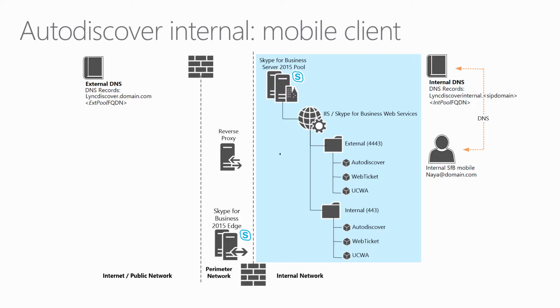She contacts the internal DNS, learns about Lyncdiscover, goes to the Autodiscover. The Autodiscover then tells her that she needs to connect to the external UCWA, and then she will connect over the reverse proxy to the internal UCWA. So again, very important, this hairpin happening.